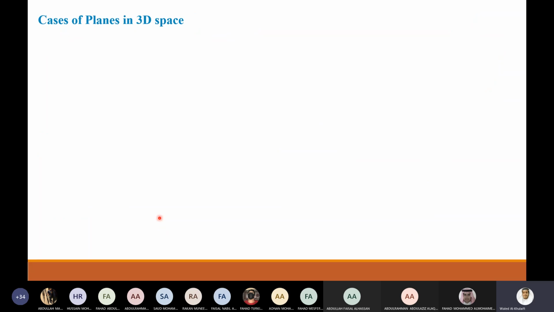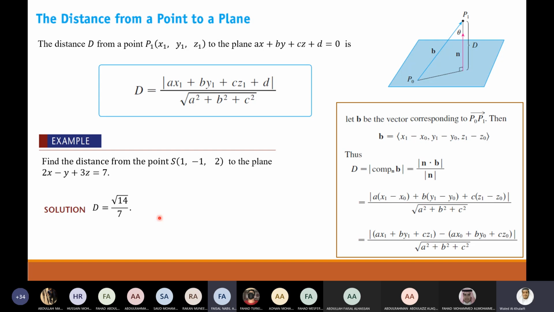Now, the cases of planes: we have two possible cases for any two planes. Yes, Faisal, you want to say something? Doctor, is this formula for any plane and any point? Yes, the distance for any point in space to any plane you want. You need to know the point, and you just give me the equation of the plane. Automatically you can find the distance. Okay, good.